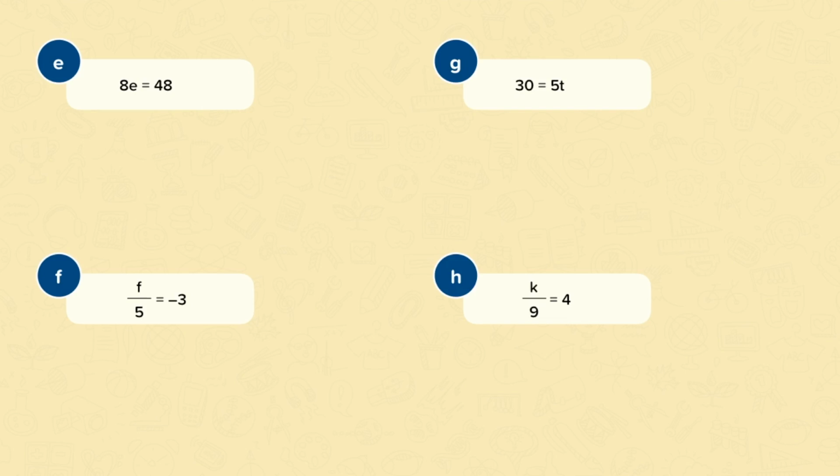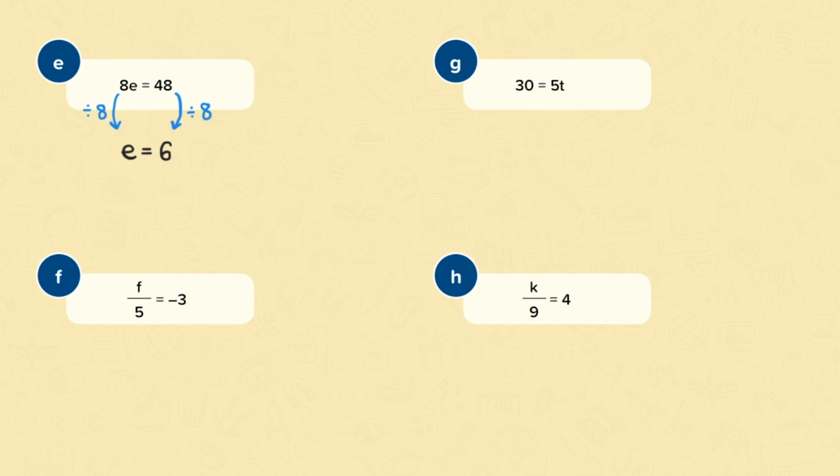Here are our last 4 one-step equations. Again, I will do E and F, and then you can have a go at G and H. Question E. 8E equals 48. We want to do the inverse of multiplying by 8, so we divide by 8 on both sides, and we find E equals 6.